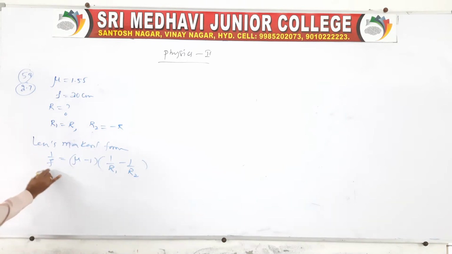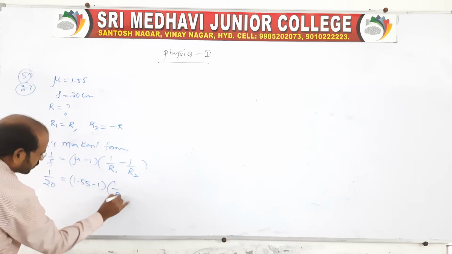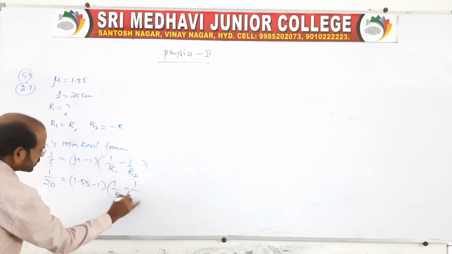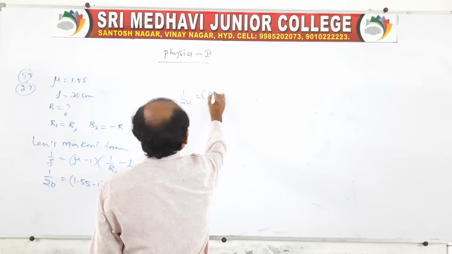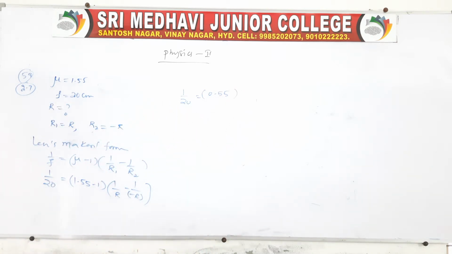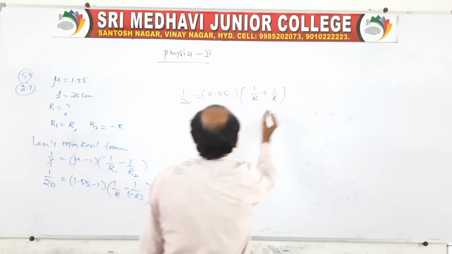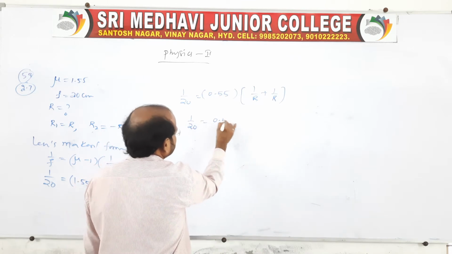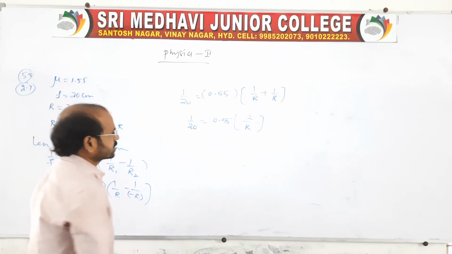Therefore 1 by f is equal to 1 by 20, and here mu will be 1.55 minus 1, and 1 by r1 will be 1 by r only, minus 1 by r2, where r2 is minus r. So we simplify: 1 by 20 is equal to 0.55, because 1.55 minus 1 gives 0.55. Here 1 by r plus 1 by r, so that 1 by 20 is equal to 0.55 into 2 by r. Clear? Now we should get the r value.